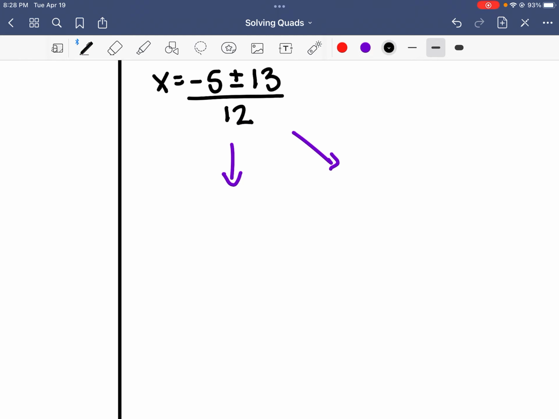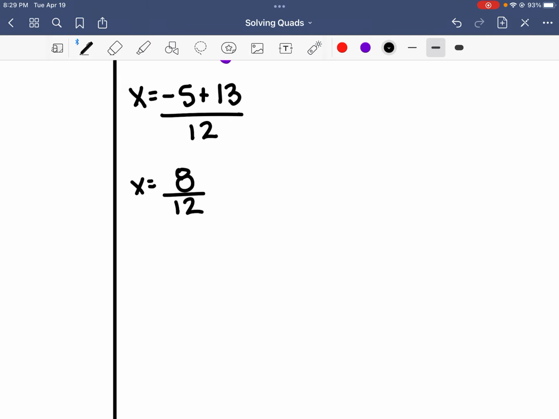First case, 13 is positive. By the way, it does not matter which order you do the cases. You could have done negative first. It doesn't matter. So I get x is equal to 8 over 12. Now if I were to simplify this, because this is a fraction, and if I plug into the calculator, I'm going to get a decimal. I'm going to try reducing this.